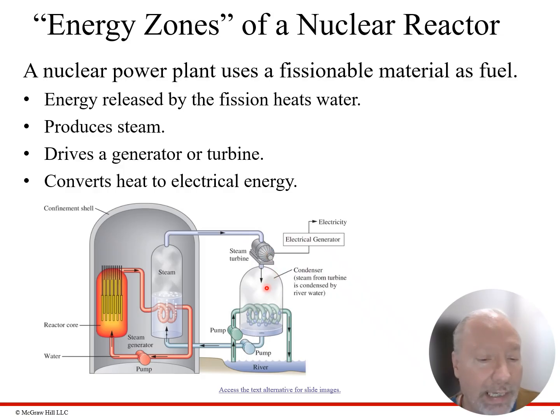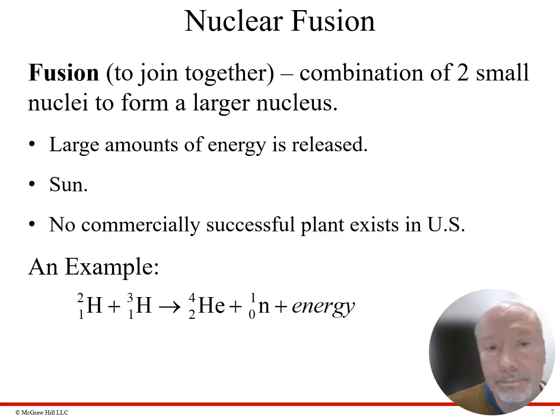The steam then is recondensed and pumped back into the reactor via this condenser, and then the whole process starts over. So we produce steam, we drive a generator or a turbine, and we convert this heat energy that's in the steam into electrical energy. And this is the way these reactors work.